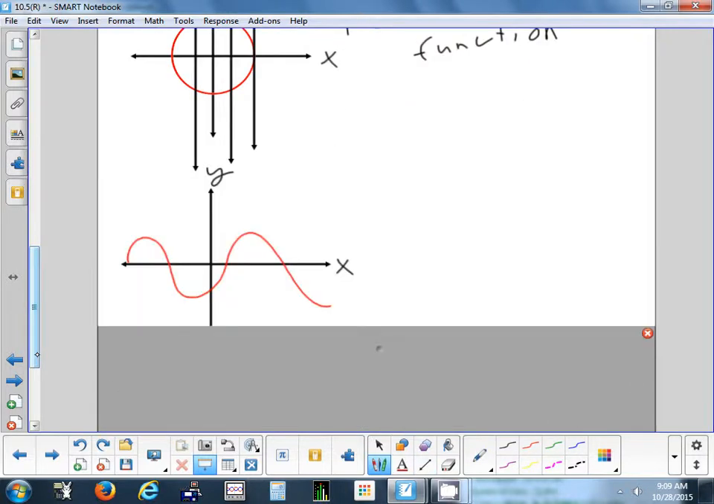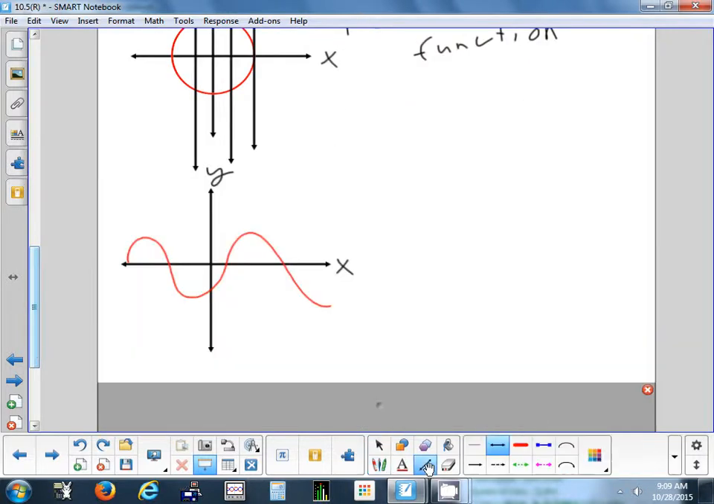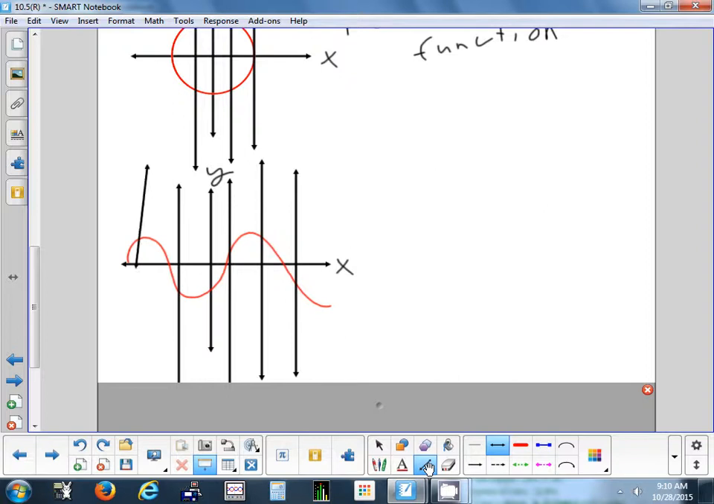How about this one? If I put vertical lines in, is it hitting it more than once? No. Nope. A horizontal line would. That's totally different. We don't care about that. So vertical line only hits it once. Is this a function? Yes, it is.